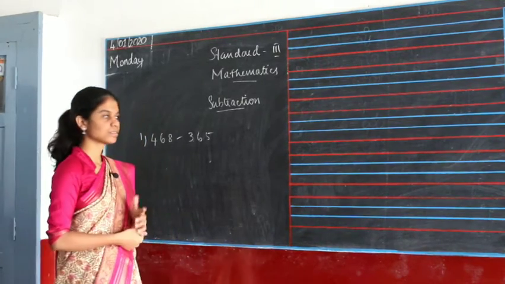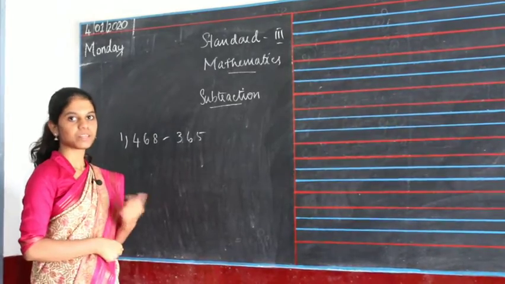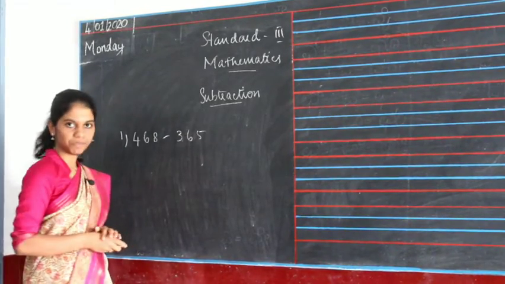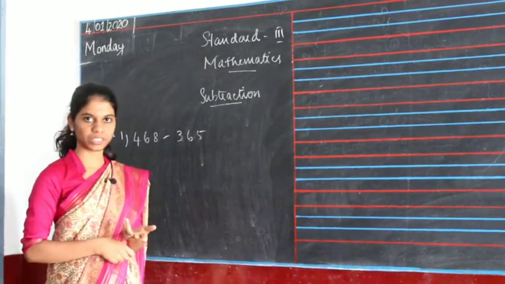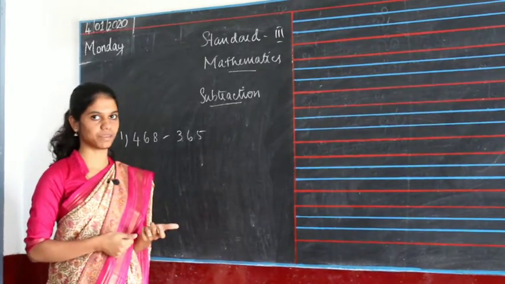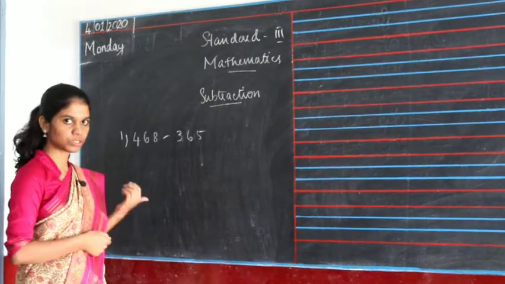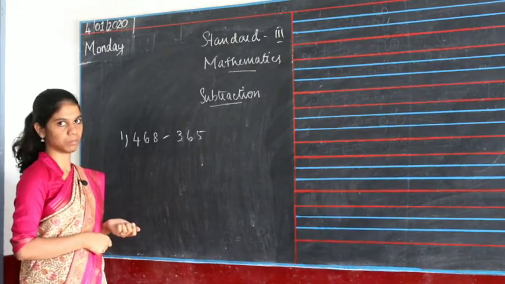Good morning, children. Today we are going to see subtraction. You have learned the subtraction of two-digit numbers and single-digit numbers in the previous classes, right? So we are going to see subtraction of three-digit numbers now.